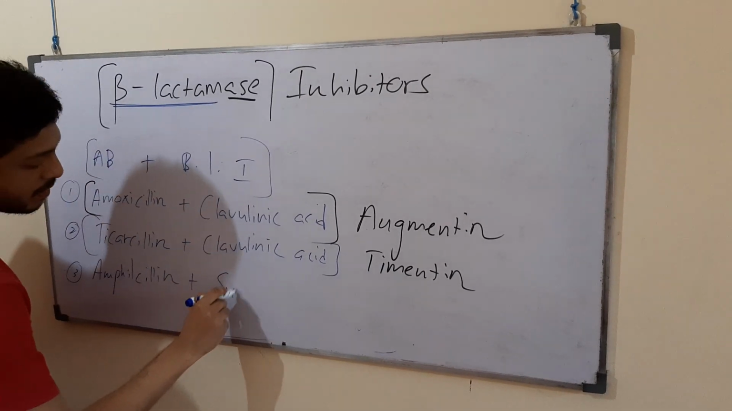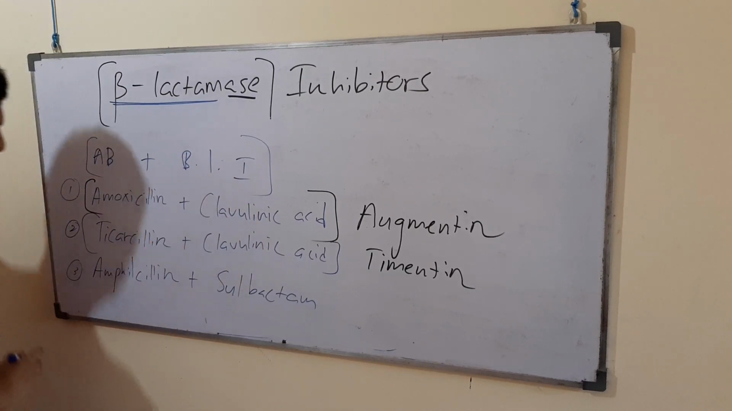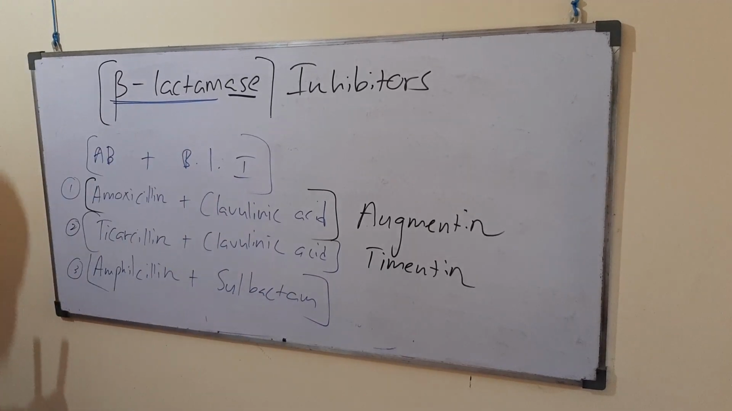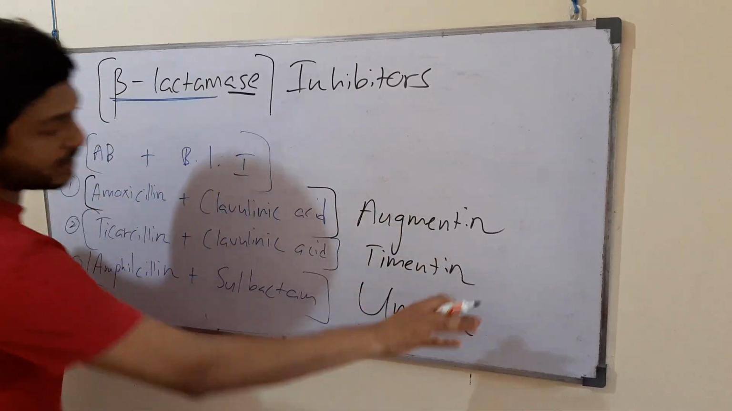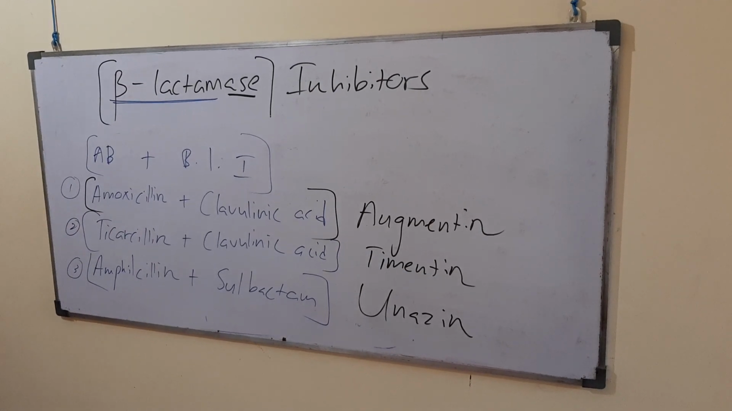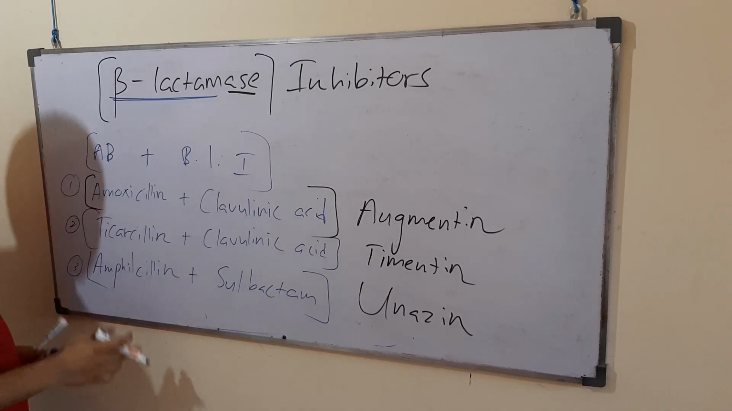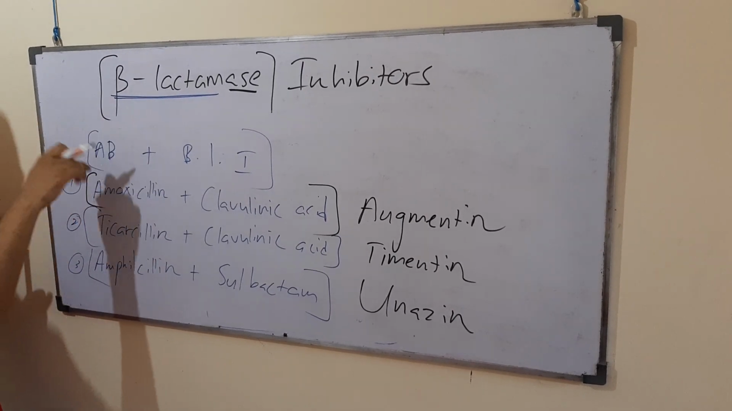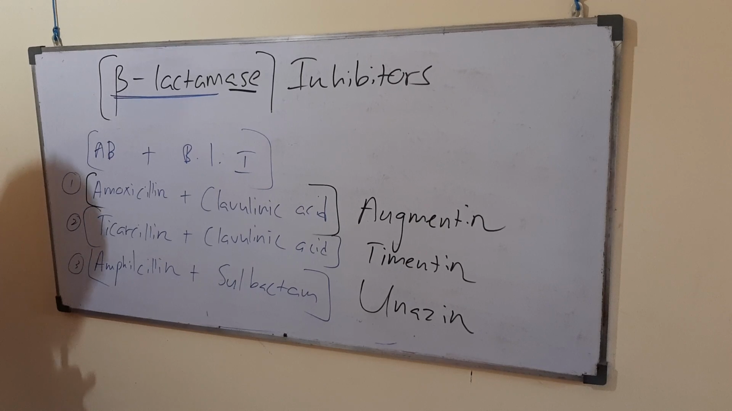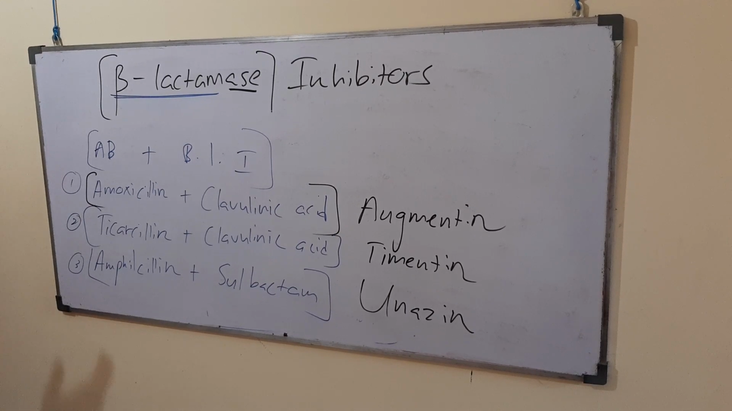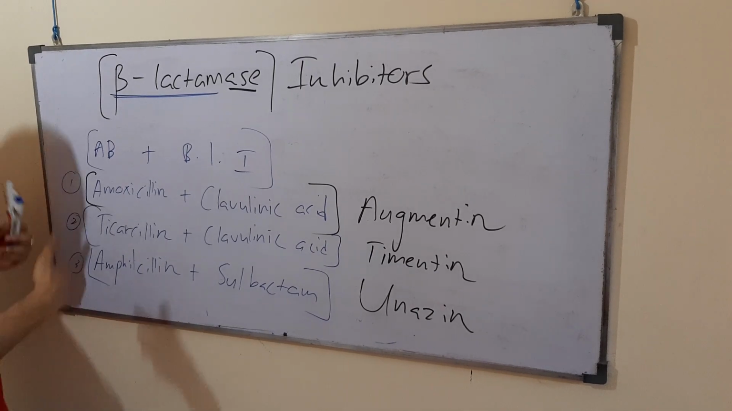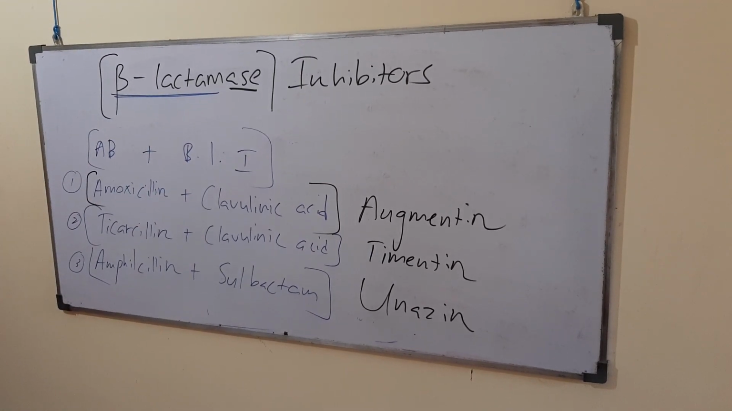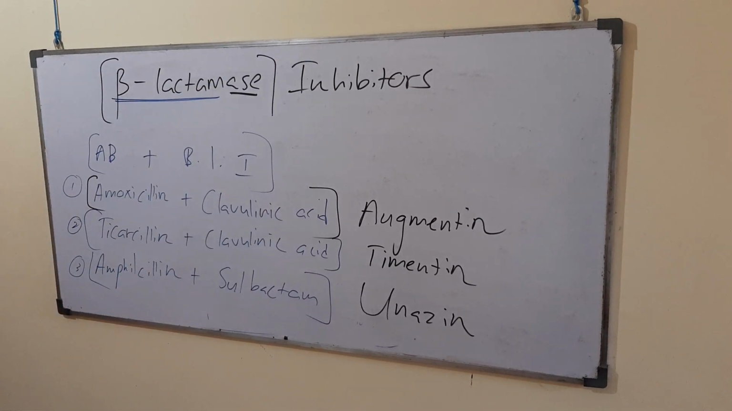So if I give you another example, ampicillin with sulbactam, right? Ampicillin with sulbactam, the same scenario here, we call it unasyn, right? So these are some classical examples of combination drugs with beta lactam antibiotics and beta lactamase inhibitors, right? There are lots of other combination drugs out there as well, but I'm just talking about the main combination drugs, which are the classical examples in this topic, right?